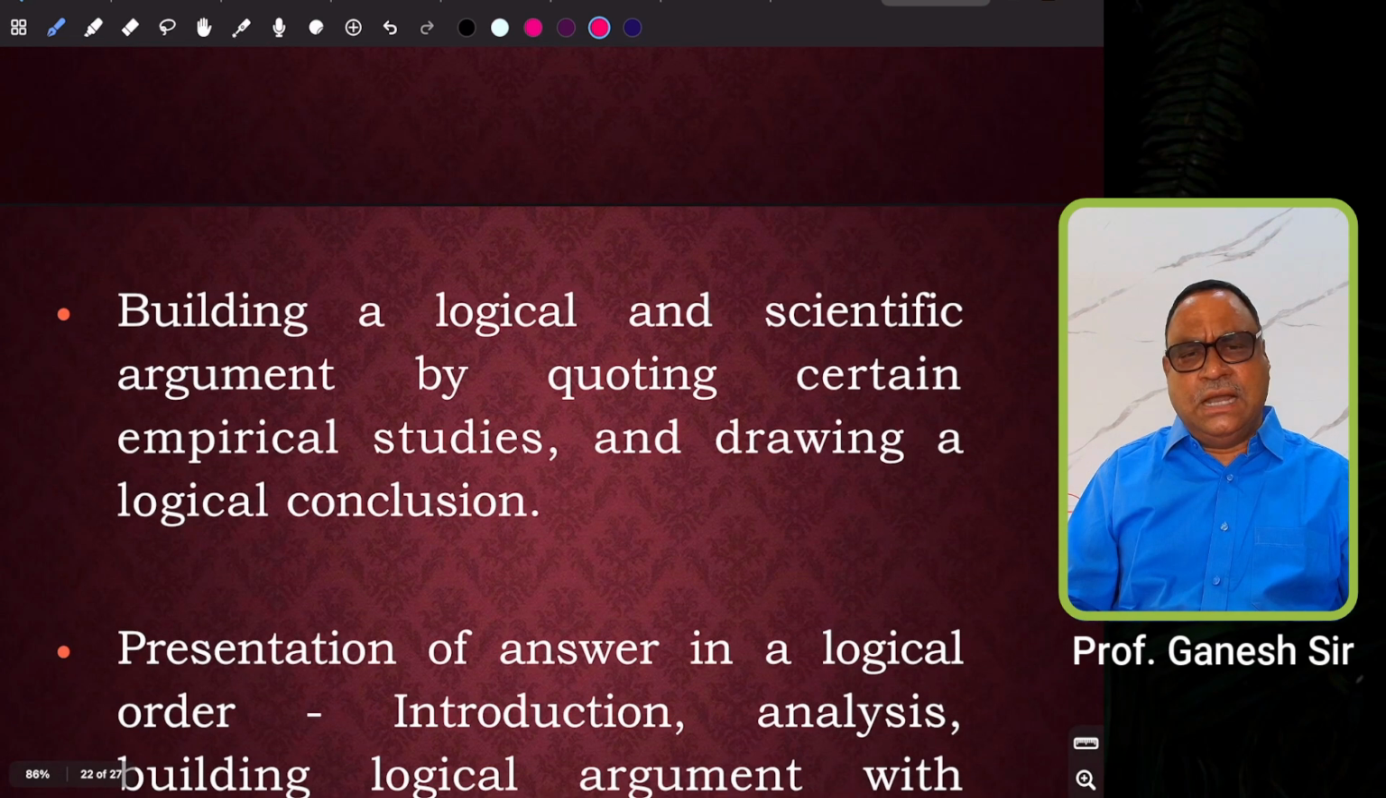Then another aspect is building a logical and scientific argument by quoting certain empirical studies and drawing a logical conclusion.